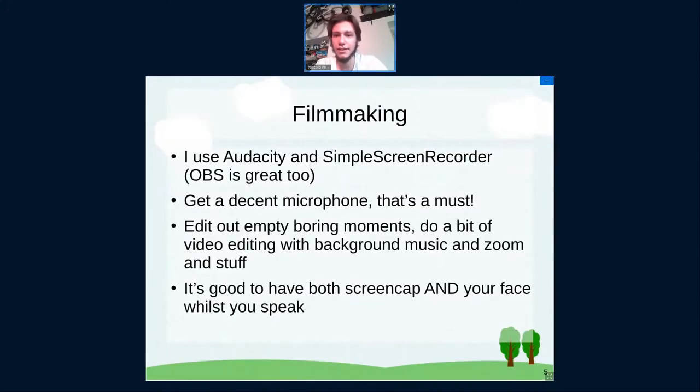Regarding the filmmaking, it's not really important, but I use Audacity for audio and Simple Screen Recorder. OBS is good too. And it's very important to get a decent microphone. I've talked to some YouTubers and they say audio is the single most important thing about videos. Forget about video quality, not forget, but it's not very important compared to audio.